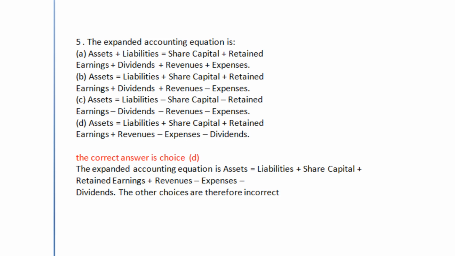The correct answer is choice D. The expanded accounting equation is assets equals liabilities plus share capital plus retained earnings plus revenues, expenses, dividends. The other choices are therefore incorrect.